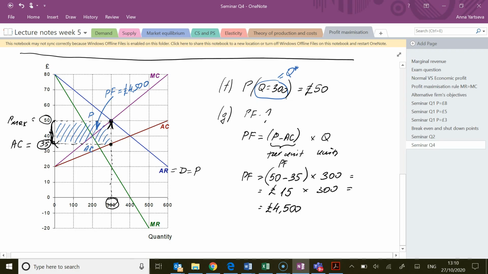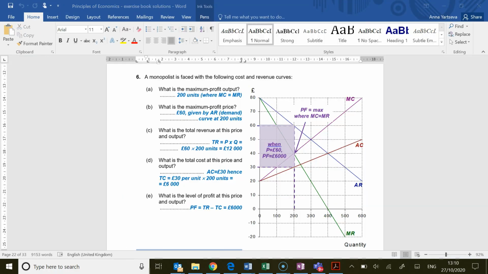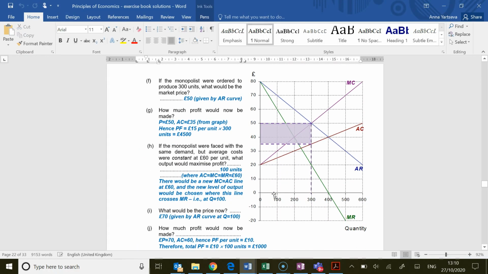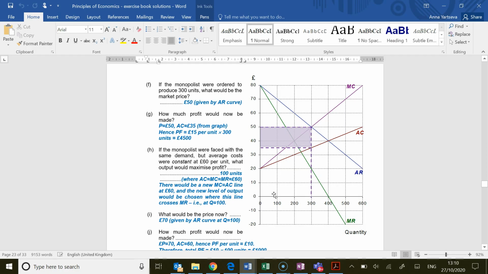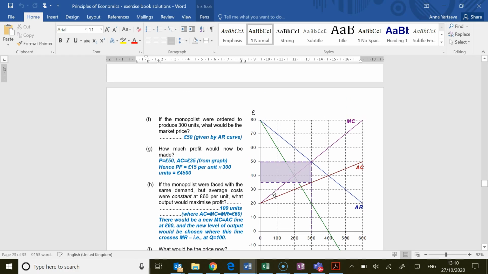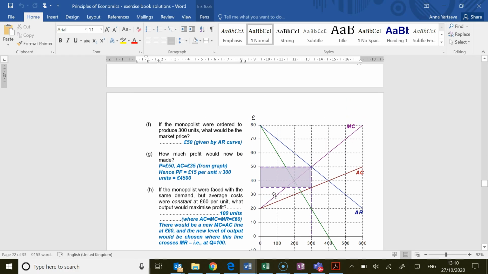If we are forced to produce 300 units instead, then obviously this will reduce our profitability. And actually, this is the new nicely prepared graph. So we went all the way up to here. So we've covered F and G. So this is the graph which is relevant, which we've just drawn.